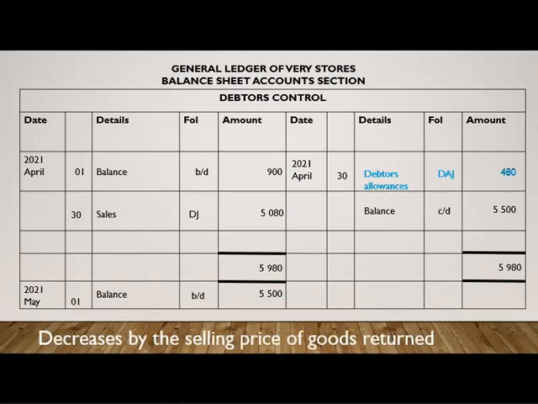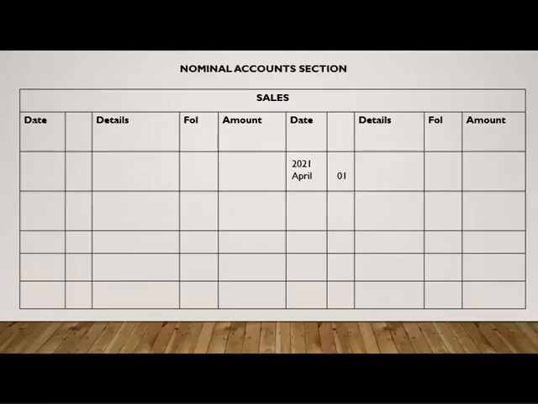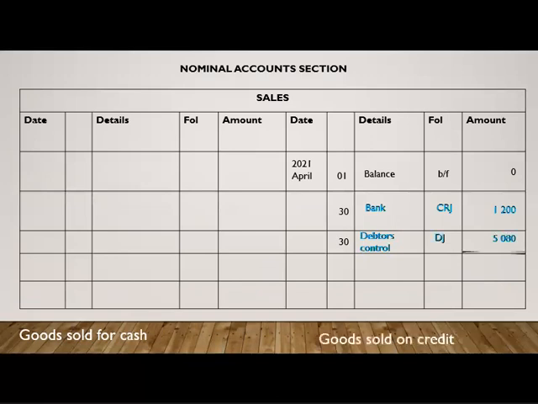All right. Another account that we haven't done will be sales. Please note that we're going to record only sales here. Balance brought forward for sales was 0. We sold goods for cash, which was 1,200. We also sold them on credit, and that was the total of sales in your debtors journal, which is 5,080. Note that this account will be closed off, meaning that it will be reduced by the total of your debtors allowances at the end of the financial year. Okay, for now, we will simply leave it like that.